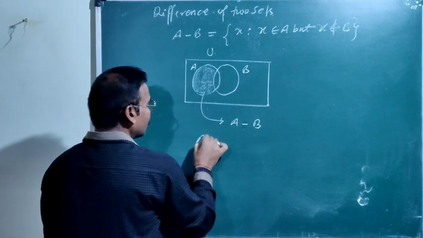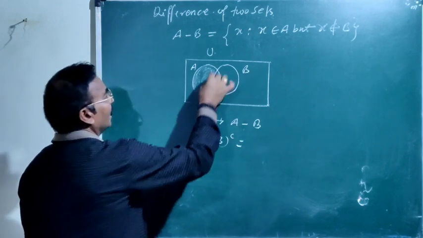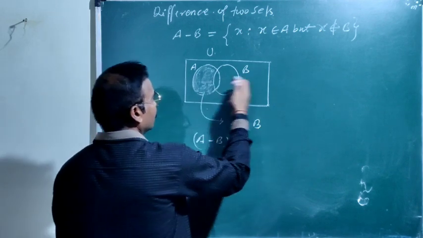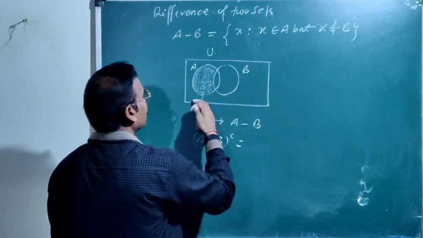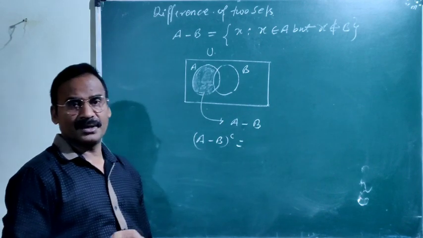And what is A minus B complement? Just leave the shaded area. All these areas are called the complement of A minus B.